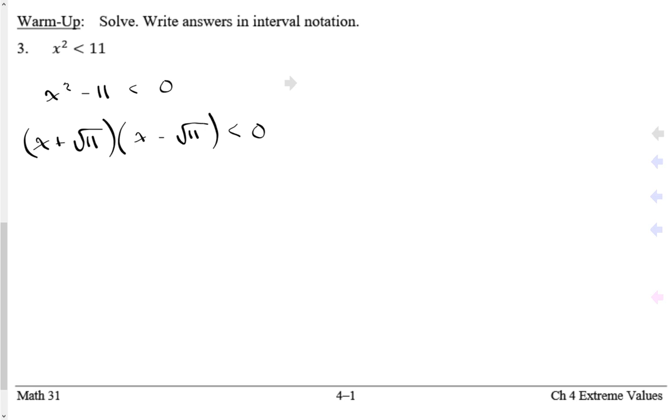And then when I do my difference of squares, I get x plus the square root of 11 times x minus the square root of 11.